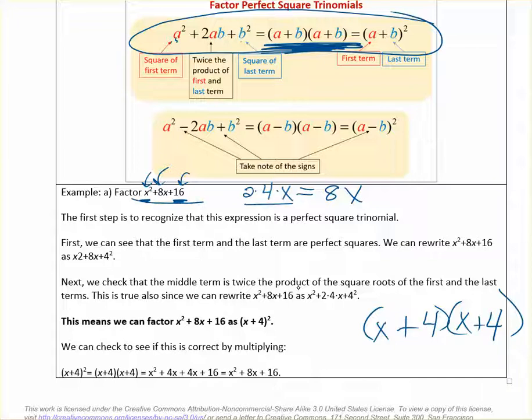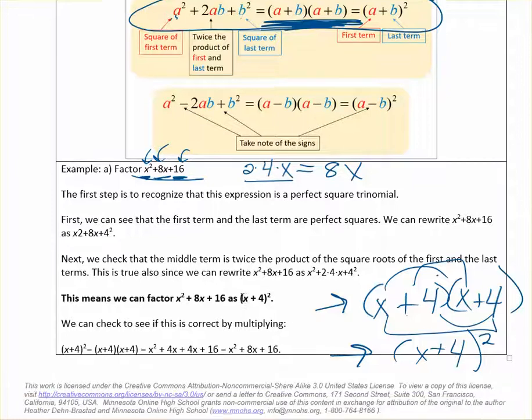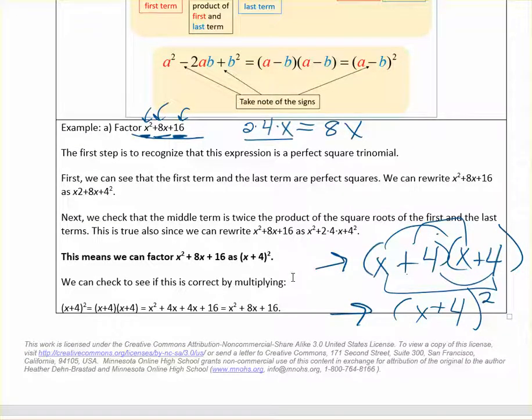And then I would probably FOIL this to check. x squared for the first. 4x plus 4x is 8x, good. And then the last times last is 16. And then if you see that, oh, that's x plus 4 times x plus 4, I can write this as x plus 4 squared. You don't have to. This is correct, this is correct. Either is correct. So this formula is a way for you to recognize how to factor some kinds of quadratics.